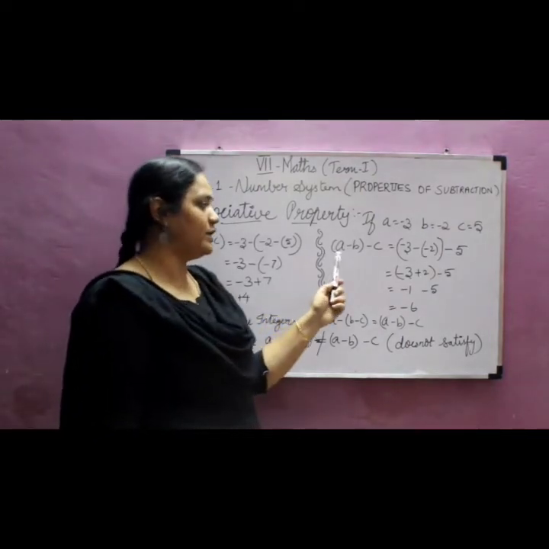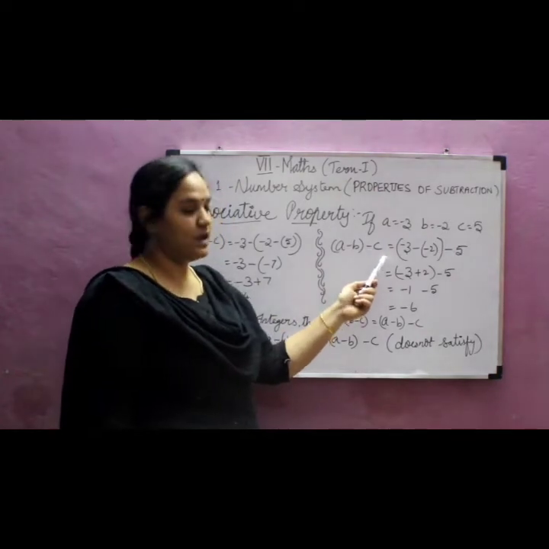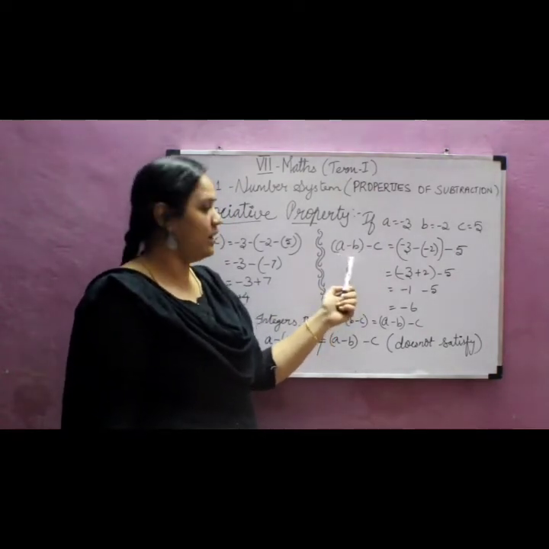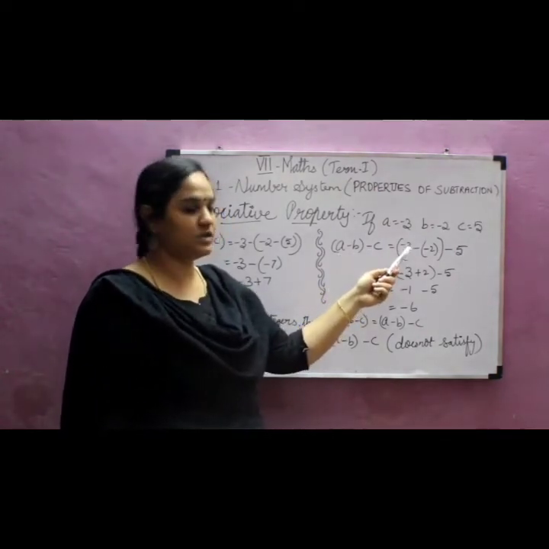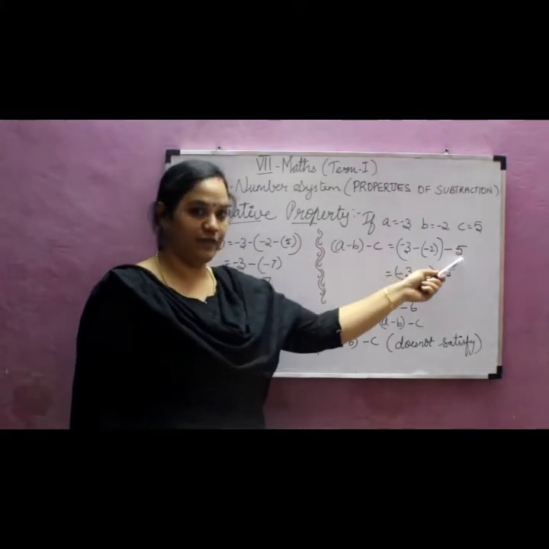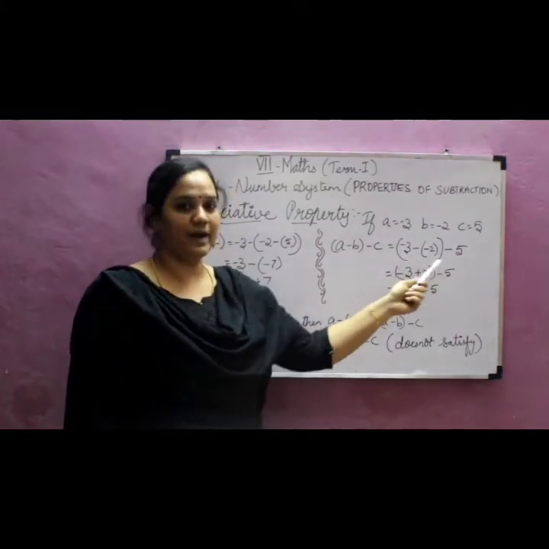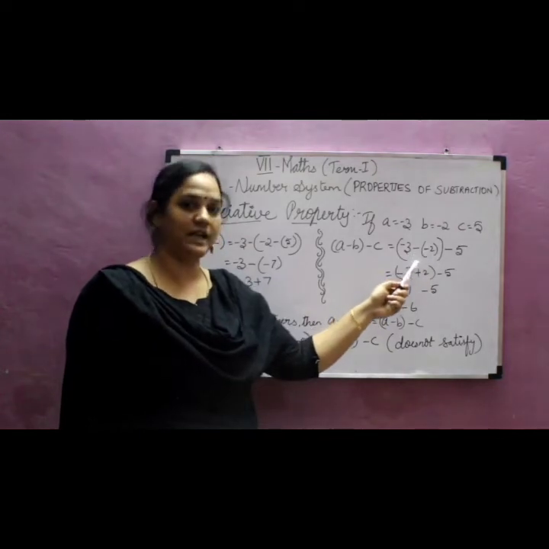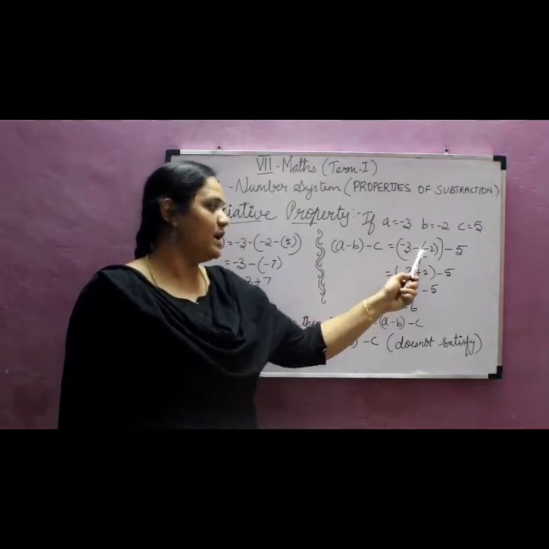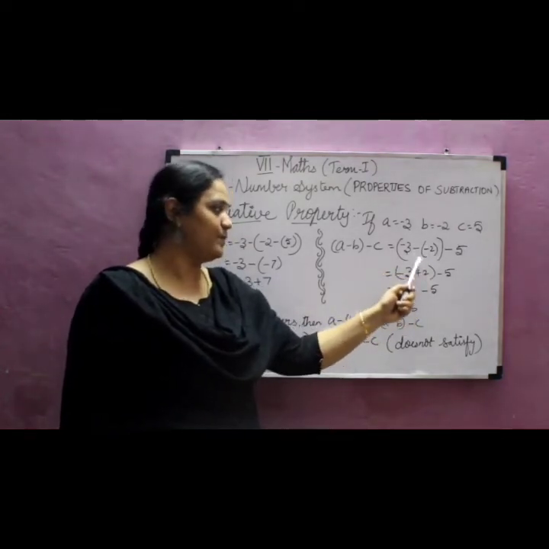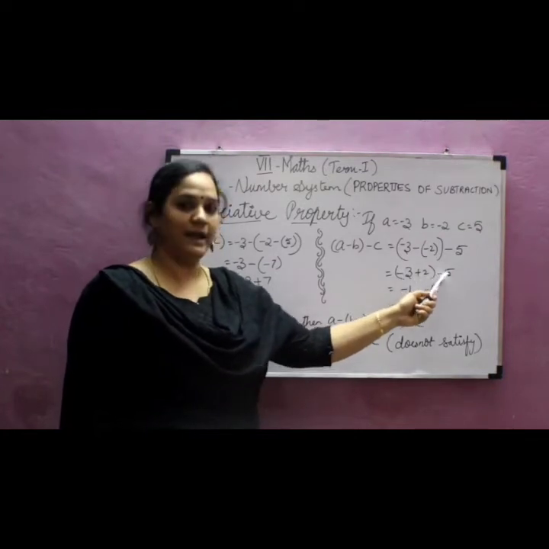Now we are going to find out (A minus B) minus C. Here we grouped A and B together. So now I have substituted the values minus 3, minus 2 and 5. Then we have to solve the bracket first. So I am solving inside the bracket. Minus 3 minus of minus 2 is plus 2. So minus 3 plus 2 minus 5.